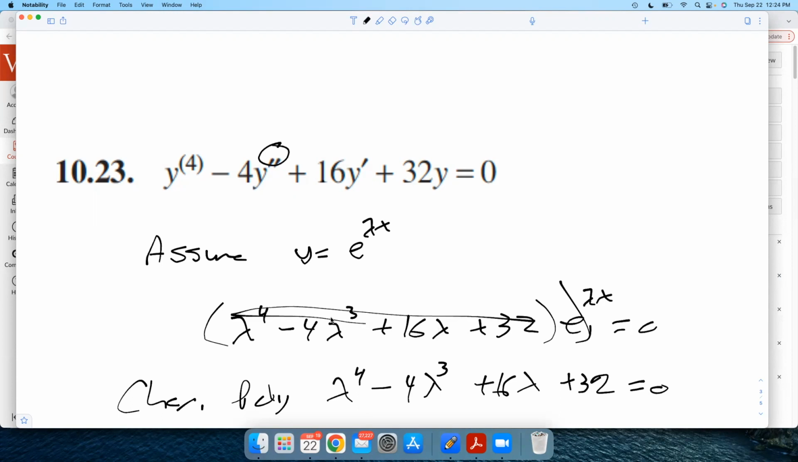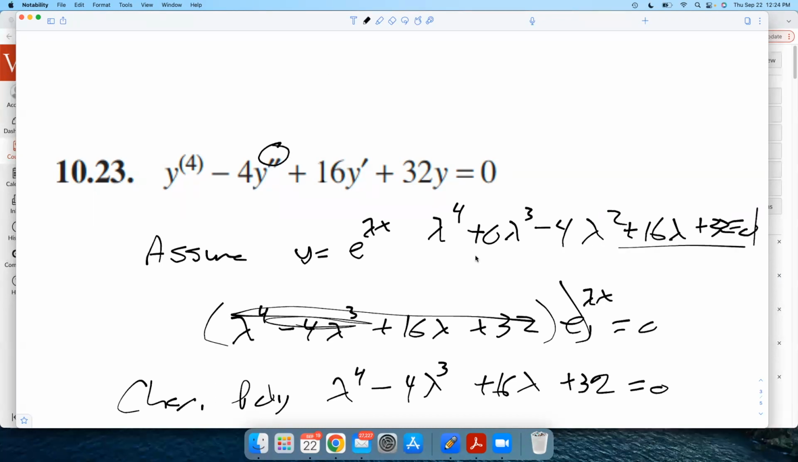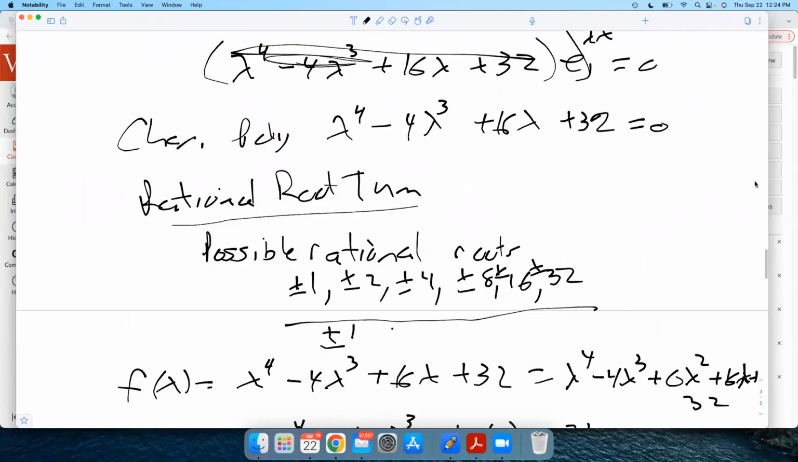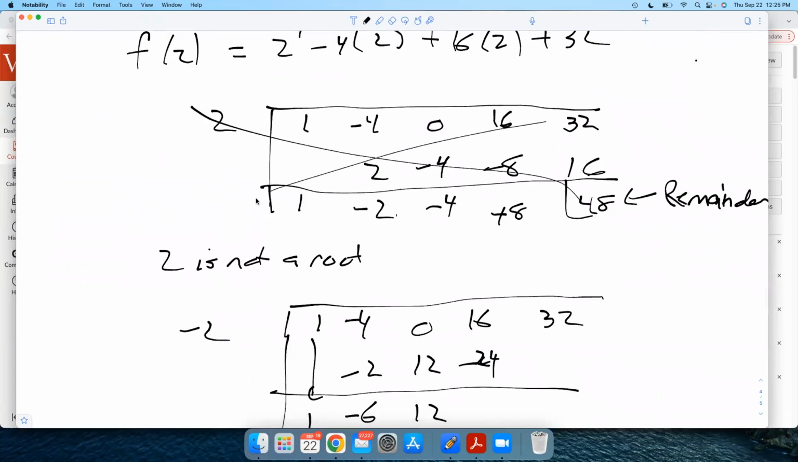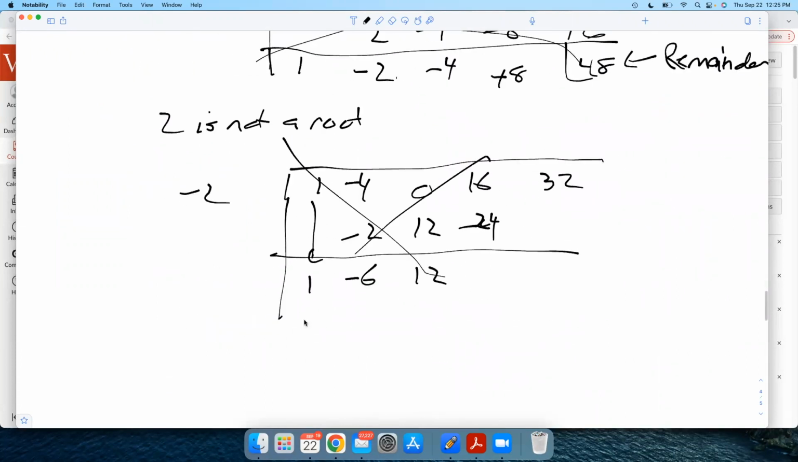This was wrong. This would be lambda to the 4th plus 0 lambda cubed. There's no third derivative. Minus 4 lambda squared plus 16 lambda plus 32 equals 0. That's my characteristic polynomial. I had the 0 in the wrong place. 2 still doesn't work, but we could check it if we wanted to. So this should be 1, 0, negative 4, 16, 32.